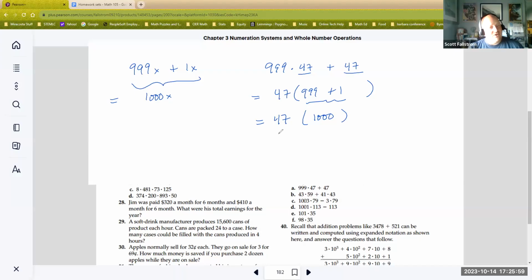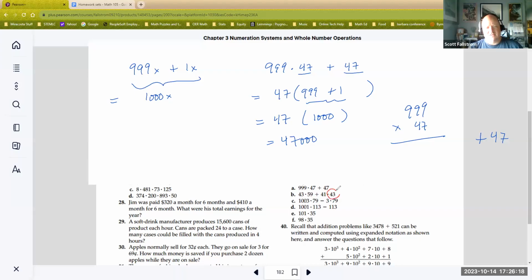And I got to tell you, that's a whole lot quicker. 1,000 times a number is very quick compared to doing 999 times 47, and then when you get done, adding 47 on to that. So it's just a way of making sure we can do things that are really nice, quick, and simple.